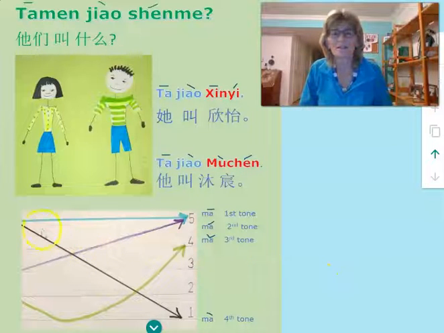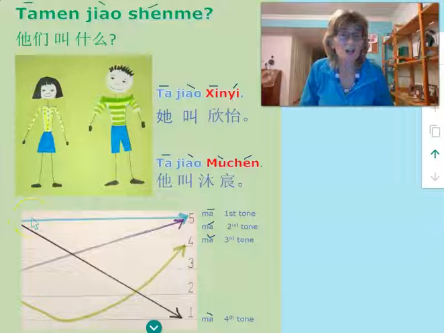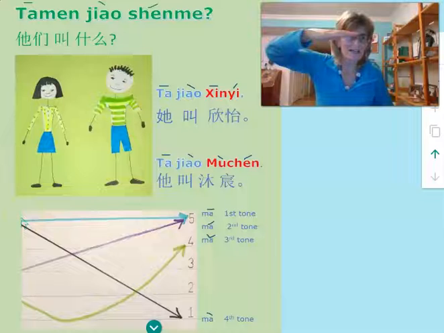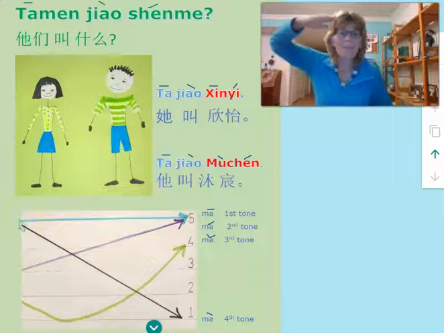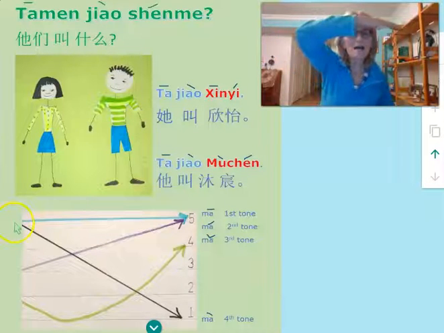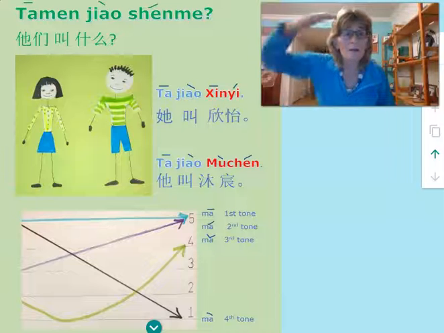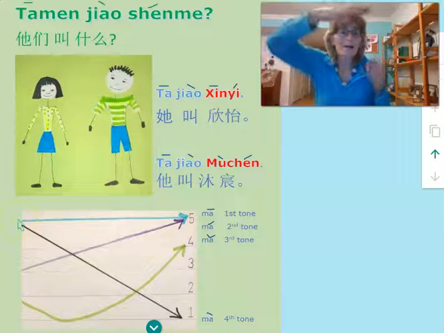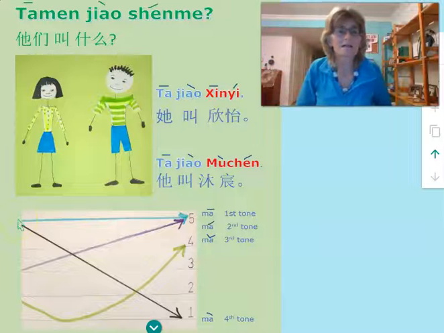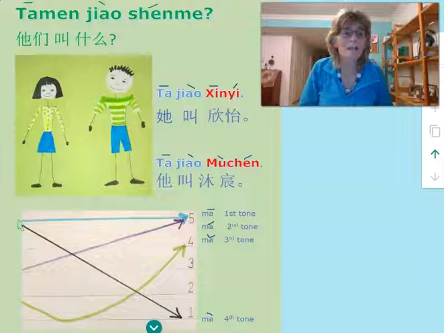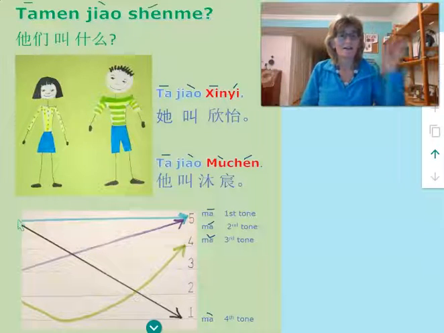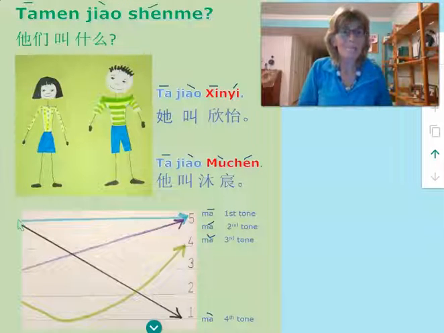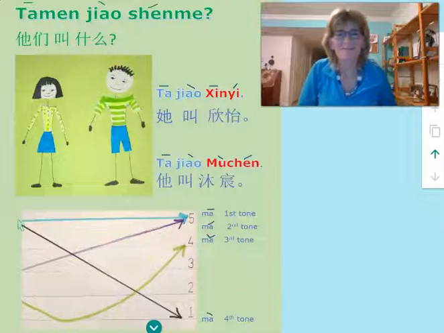So let's look at these tones. Look at the first tone, which is the flat high tone. Ma, ma. And if you use ma with the neutral tone, mama, you've got the word for mother or mum. Hi, mum. Mama, mama. There you go.